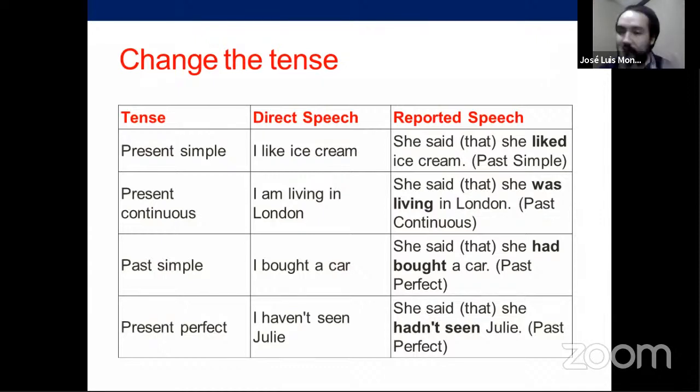Okay, so if it's present, past. If it's past, past perfect. Right? And what is the past perfect? If you remember, Luciana, it's had plus the verb in the past participle. All right? If it's past, you change it to past perfect. And the past perfect is had plus the verb in the past participle.